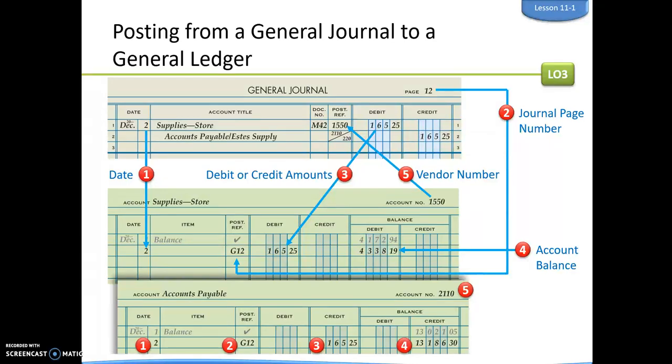Accounts payable is a credit. So we have a credit and a credit. We're going to add them. And then we take the account number 2110 and put it in the post reference column of the general journal.